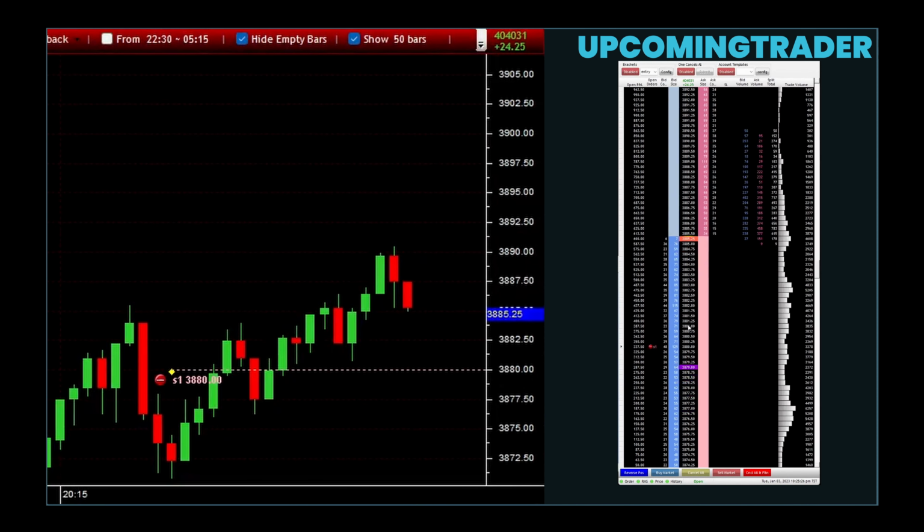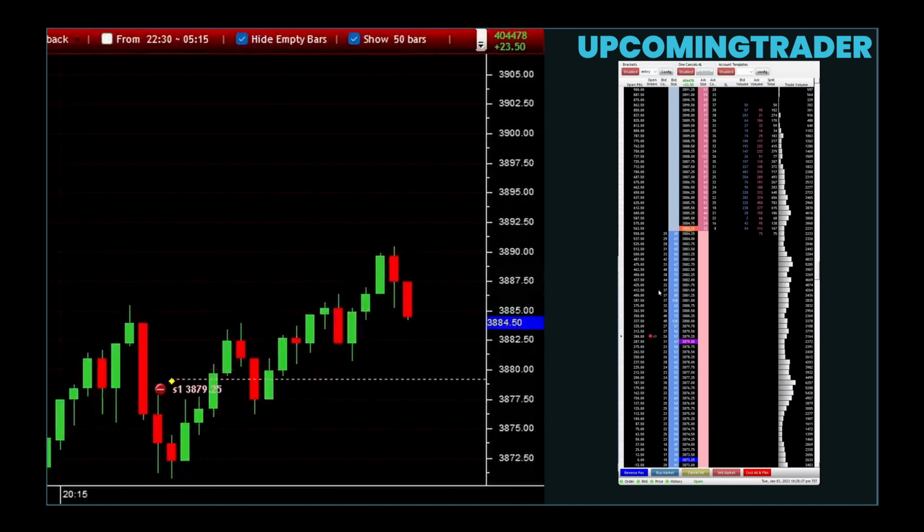Flags are another useful pattern to recognize. They typically indicate a continuation of the current trend. A flag forms after a strong price movement, followed by a period of consolidation that creates a small, flag-like shape on the chart.